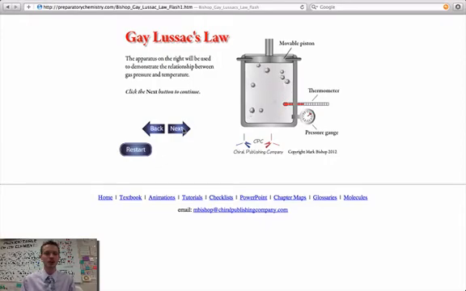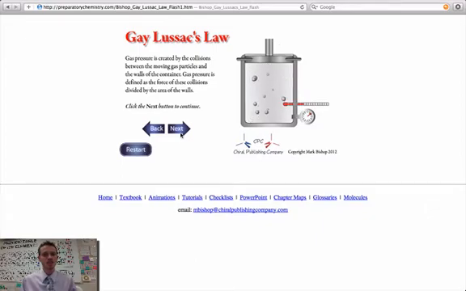The apparatus on the right we're going to use to demonstrate the relationship between gas pressure and temperature. We're going to monitor our temperature and see what happens to our pressure. We've already talked about how gas pressure is created by collisions. Gas particles are always moving and collide with the walls of the container, and gas pressure is the force of these collisions divided by how much space there is.